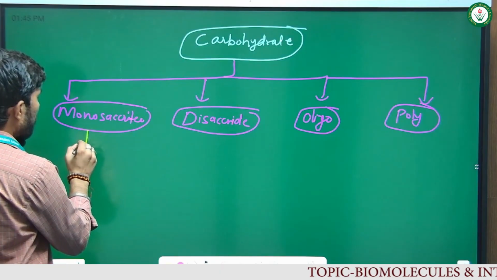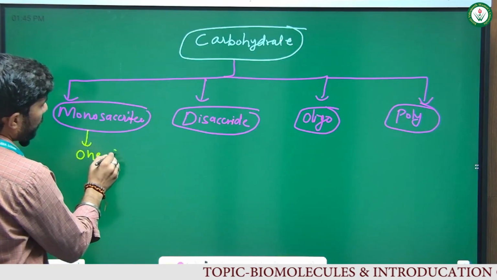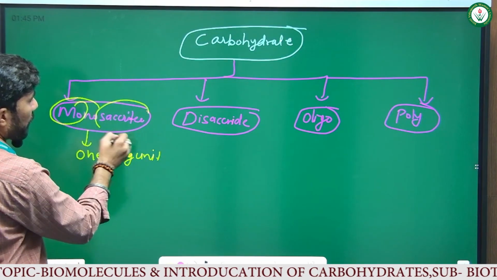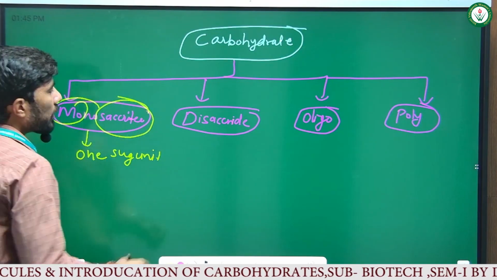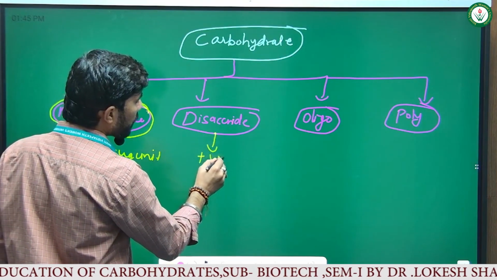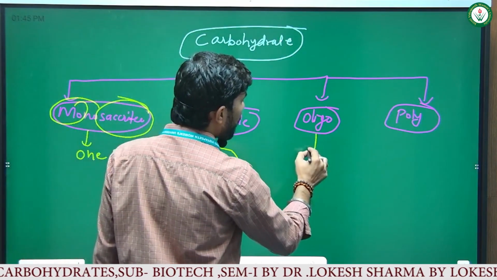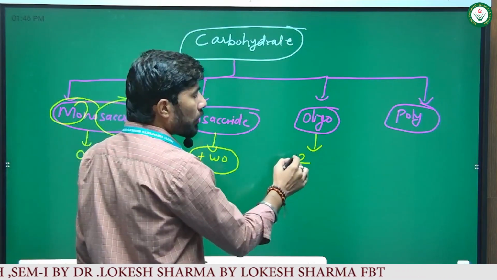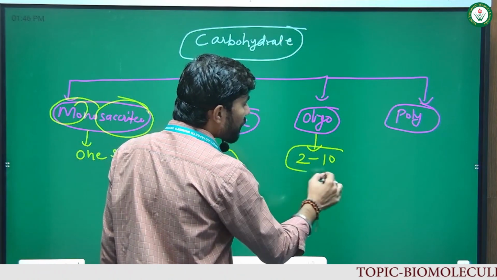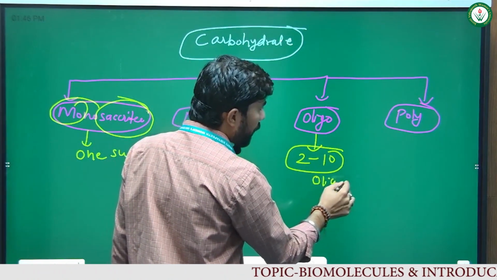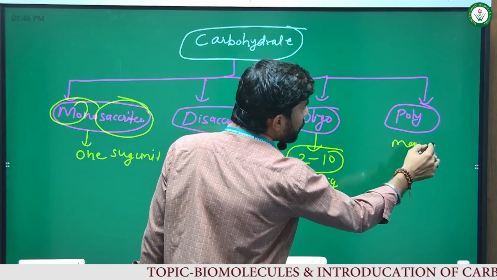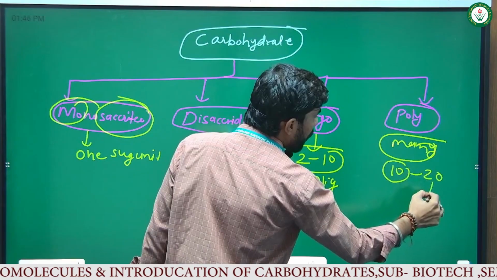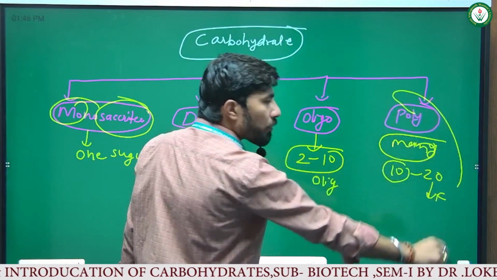So monosaccharide have one sugar unit. Mono means one, saccharide means sugar. So monosaccharide has one sugar unit, disaccharide has two sugar units, and oligosaccharide is more than two. When the number of saccharide units increases from 2 to 10, it is known as oligosaccharide. And polysaccharide has many sugar units. It means when it increases after 10 to 20 sugar units or further, it is known as polysaccharide.